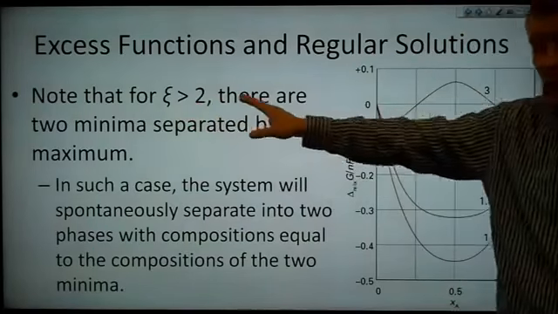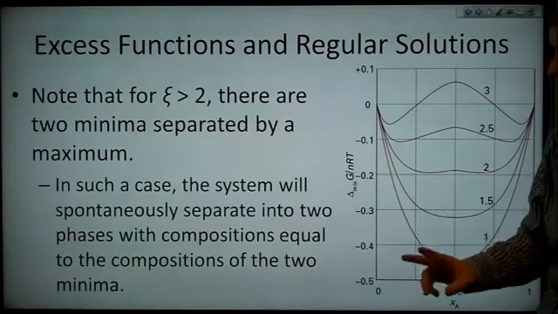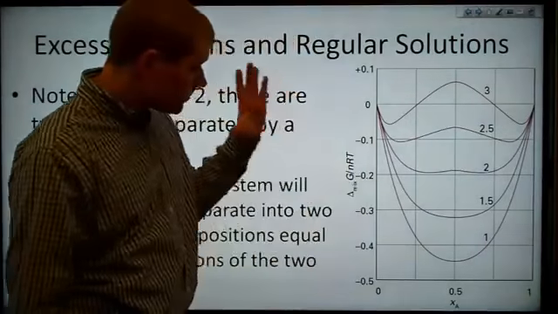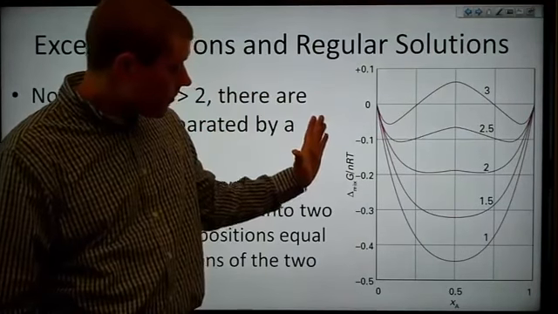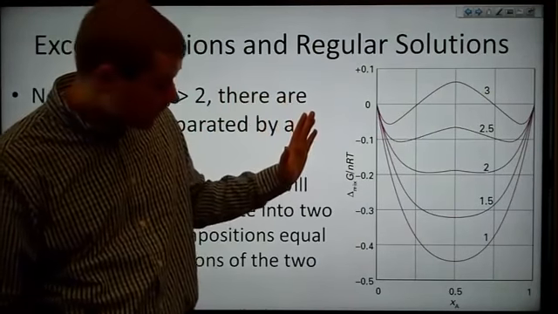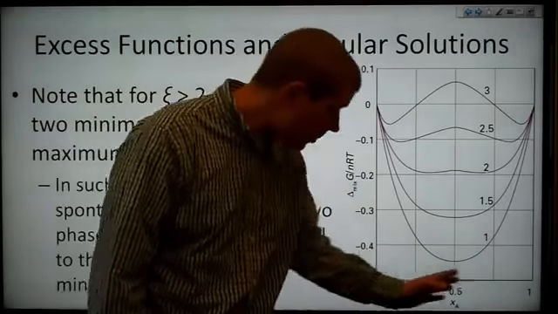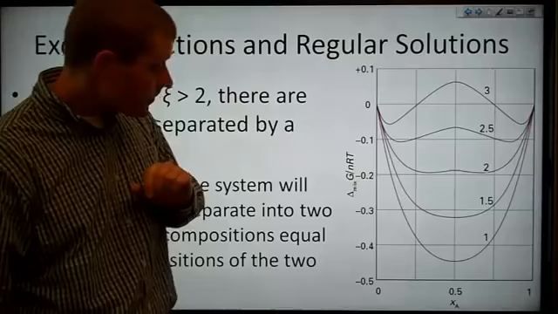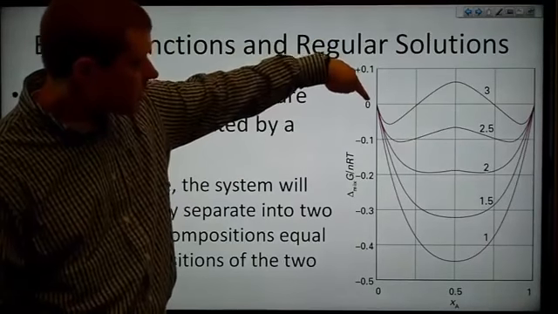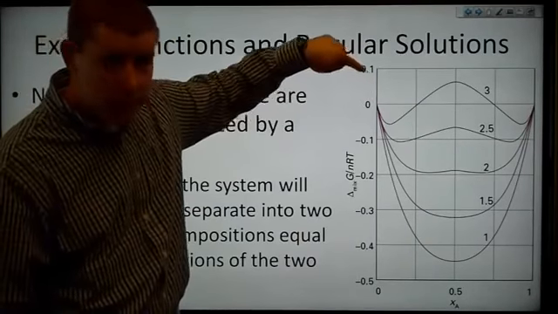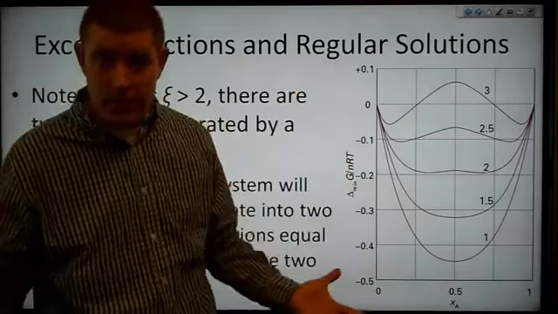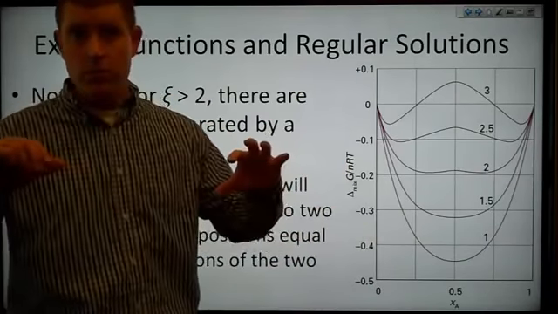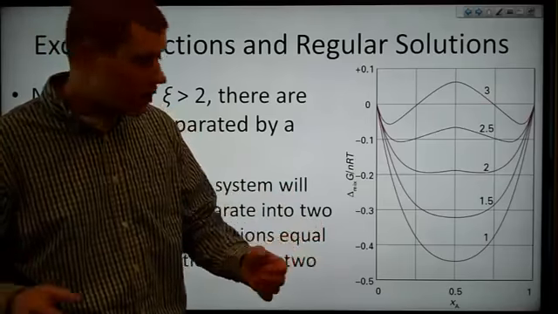So note that for xi greater than 2, there are two minima separated by a maximum in this plot of Gibbs energy divided by nRT as a function of mole fraction of A. So here we have pure B, and over there we have pure A. And so note that the Gibbs energy of mixing here is 0 at our two extremes. And again, Gibbs energy of mixing should be 0 if we're going from a pure A or B to still pure A or B.